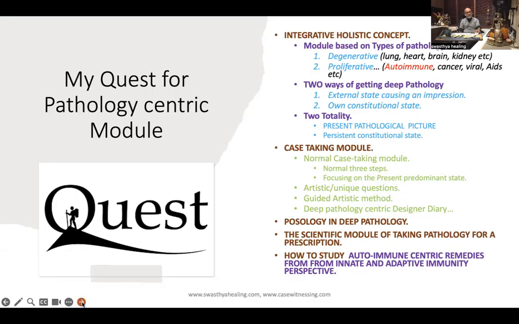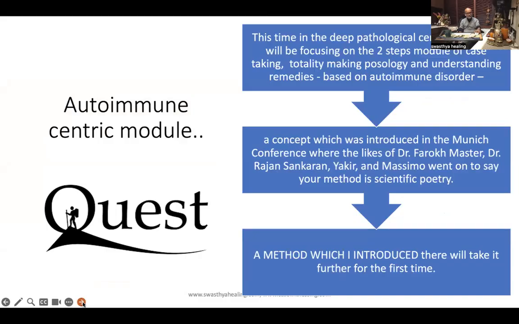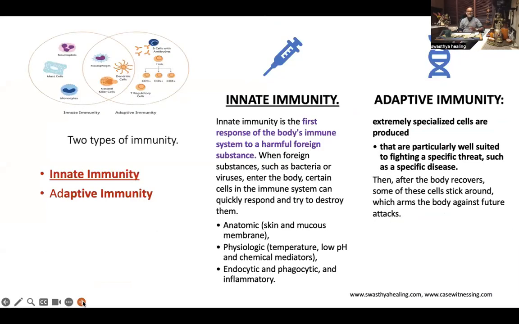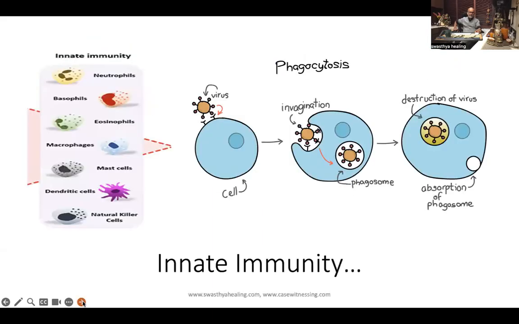Let me give you an example. For example, we have two immunities, innate immunity and adaptive immunity. The first line of defense we call innate immunity, which has many cells, as you see: neutrophils, basophils, eosinophils, macrophages, dendritic cells, mast cells, natural killer cells. And the first immunity is phagocytosis; all these cells are called phagocytes.